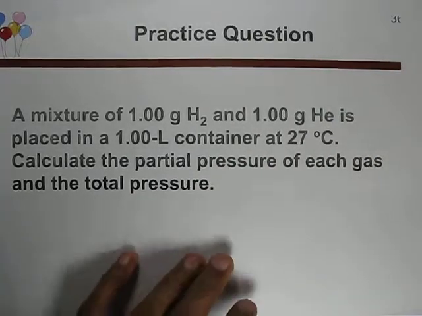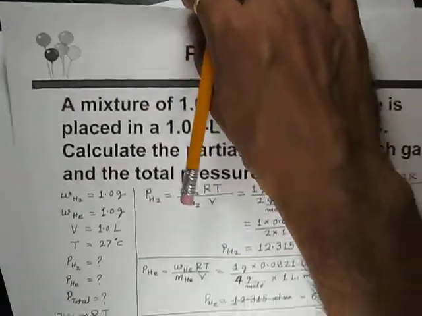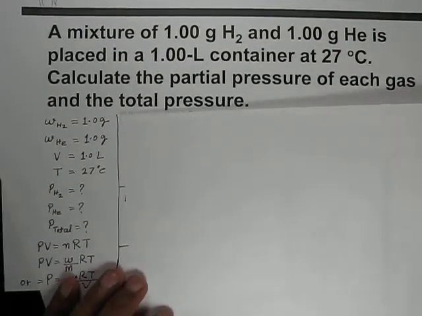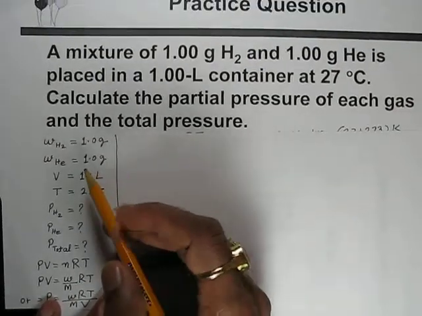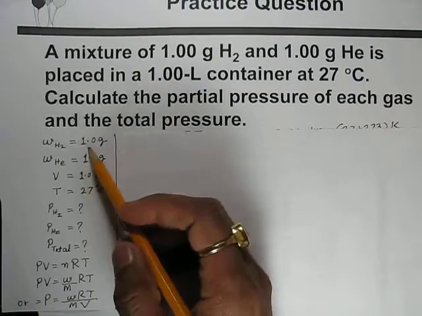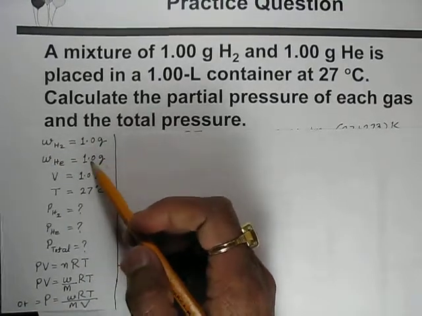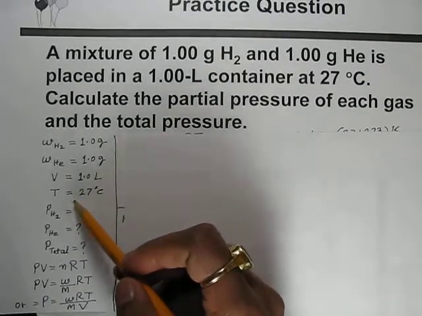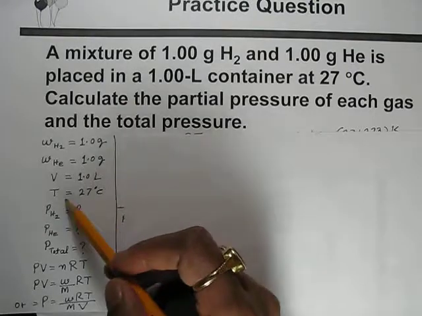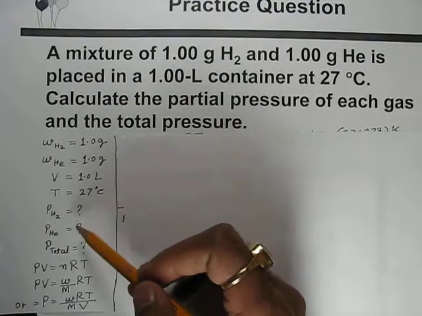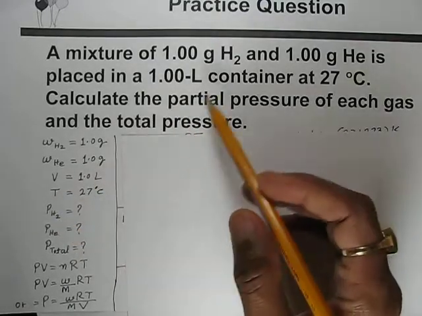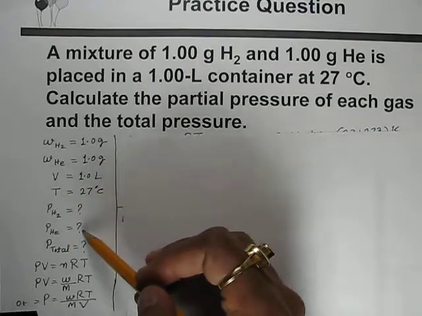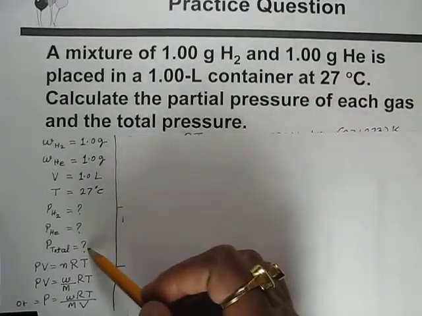So how will we calculate? This is a very easy and simple question. What to do first? First we will write what values are given in the question. W of hydrogen is given as 1 gram, W of helium is given as 1 gram, volume is 1 liter, and temperature is 27 degrees Celsius. Now we have to calculate the partial pressure of each gas: the partial pressure of hydrogen, the partial pressure of helium, and then the total pressure.